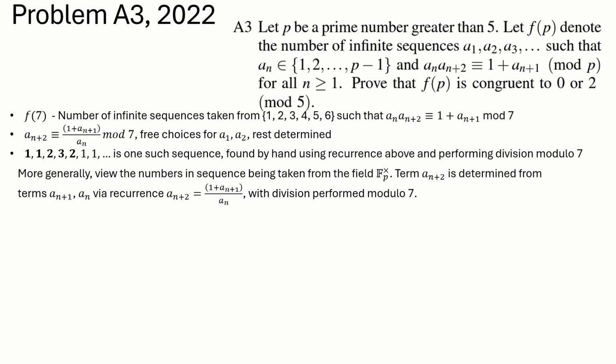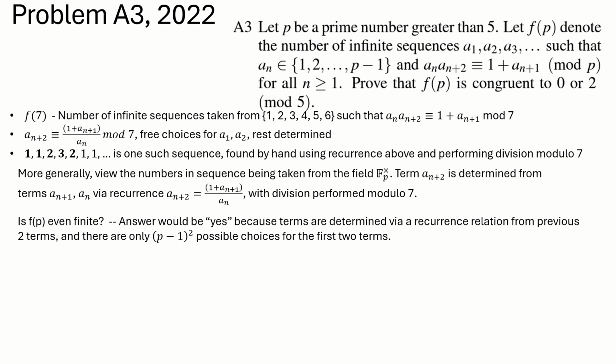Back to the problem, we're being asked to prove that f of p is congruent to 0 or 2 mod 5. But that only makes sense if f of p is finite. It turns out that f of p is finite, and the reason is that we have a finite number of terms to choose from for the first two initial terms, and then the rest are determined from those. So f of p will be at most p minus 1 squared.